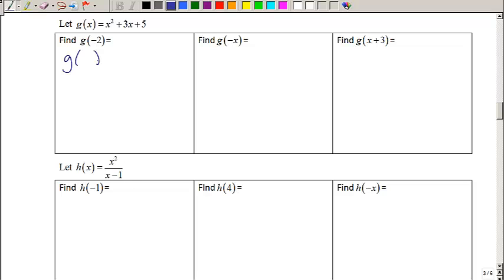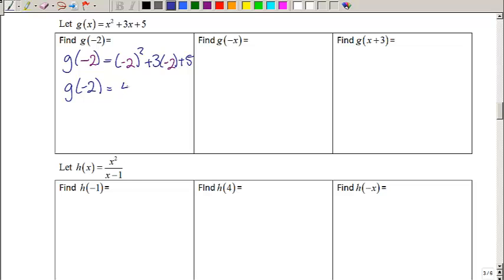So if I'm trying to find g of negative 2, I still start off with the function x squared plus 3x plus 5. Then I come and take my eraser, and if I'm going to replace x with negative 2, I have to do it on all locations where x appears. So g of negative 2 is equal to negative 2 squared plus 3 times negative 2 plus 5. So I can evaluate and get a value of the function at x equals negative 2.